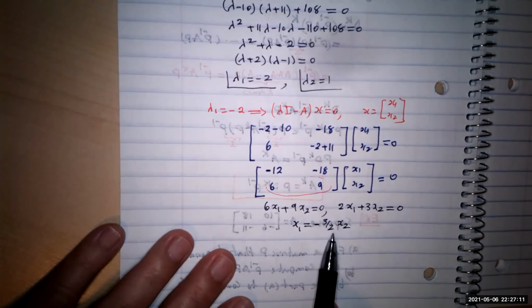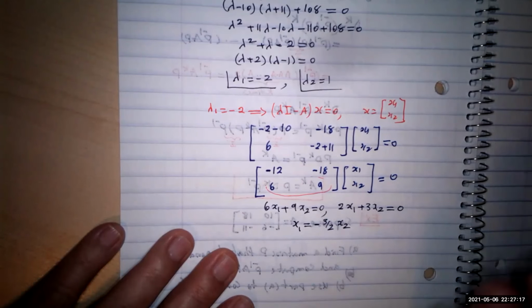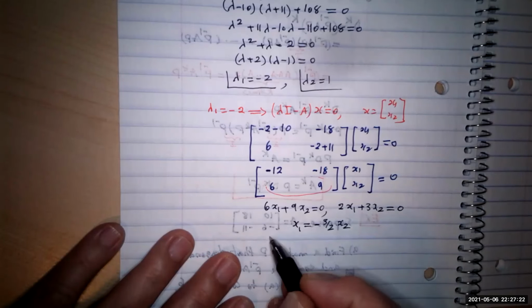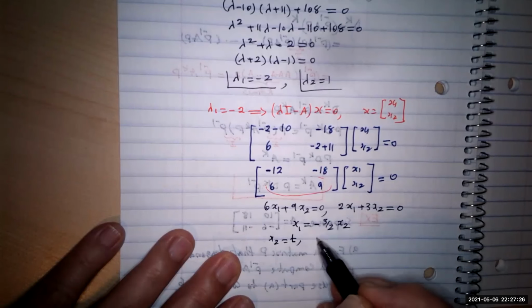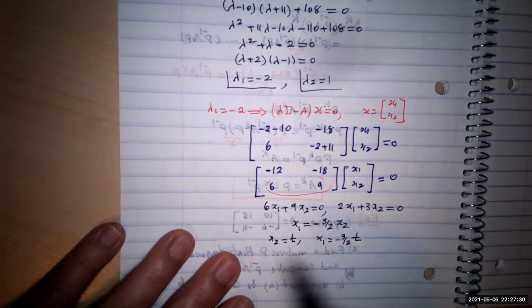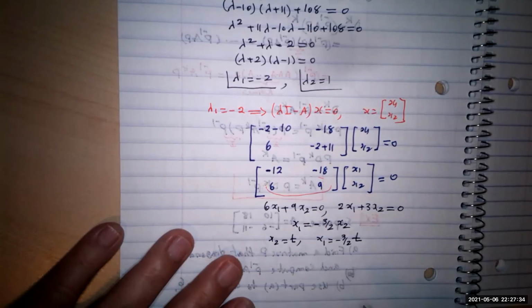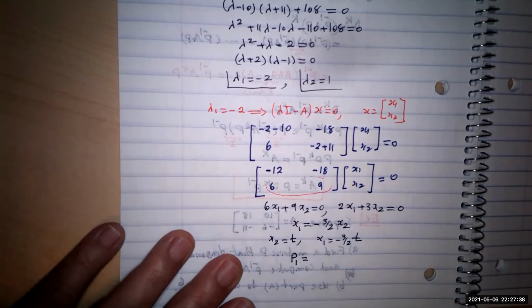You have to take one of them to be free. In order to get rid of the 2, we can take x2 to be t. It doesn't matter. So if you take x2 equal to t, then x1 is equal to -3/2 t. So the eigenvector, we call it p1, because this is going to be a column of that matrix that we're going to use.